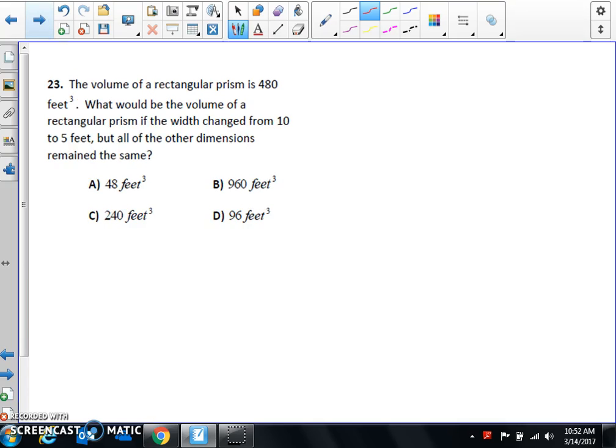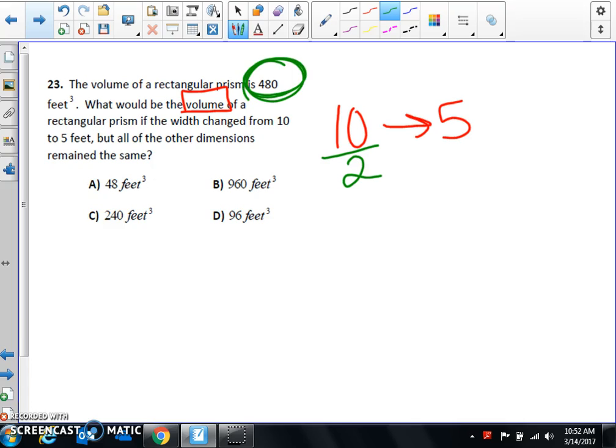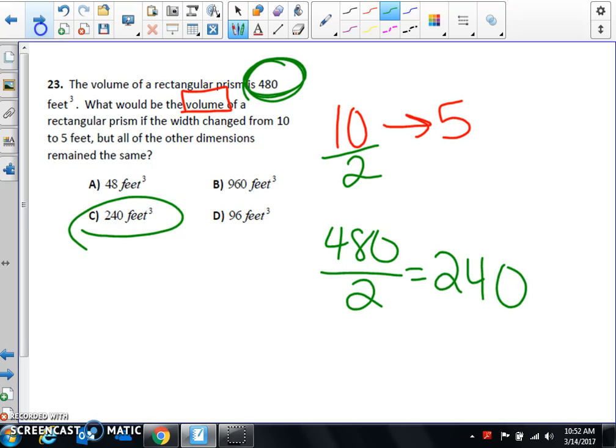The volume of a rectangular prism is 480 feet. What would be the volume of a rectangular prism if the width changed from 10 to 5, but all the other dimensions stay the same? So once again, guys, volume is awesome because we can do a shortcut. Now, it was 10 and it went to 5. How can you go from 10 to 5? Well, you can cut it in half, which is dividing by 2, right? So if we divided one attribute by 2, we divide the entire volume by 2. So 480 divided by 2 is 240. So C is my answer.